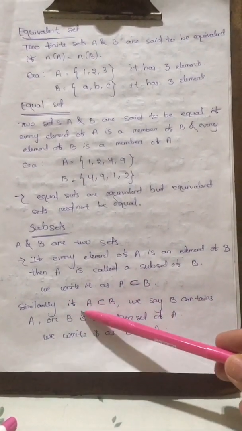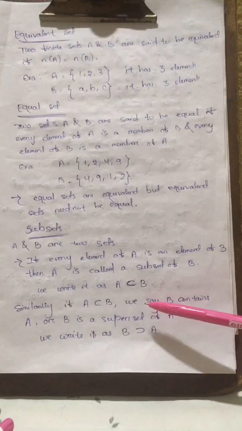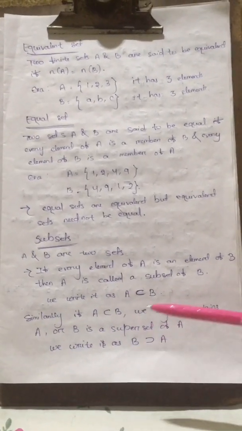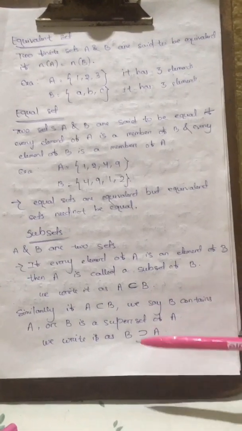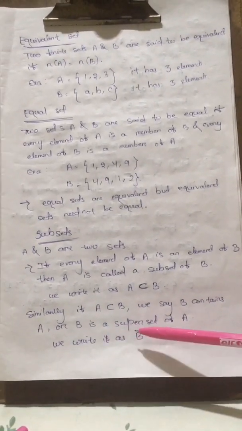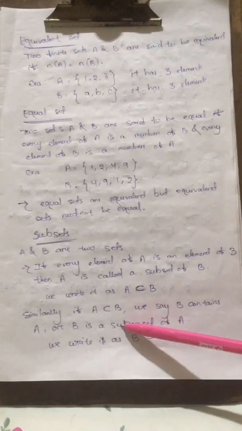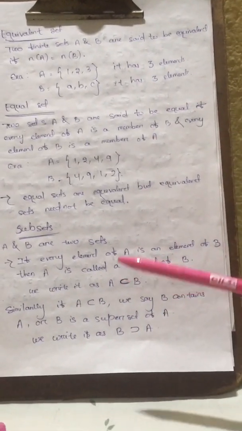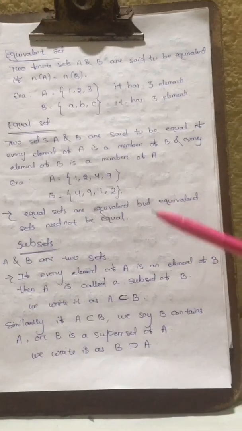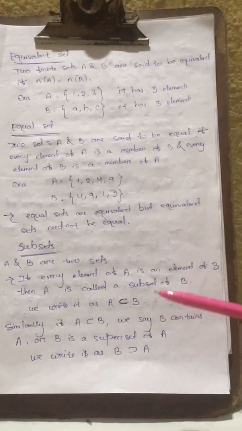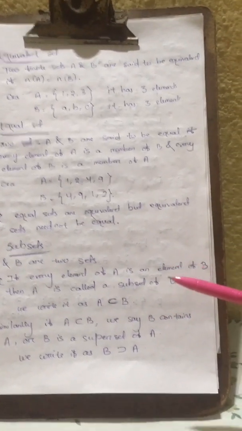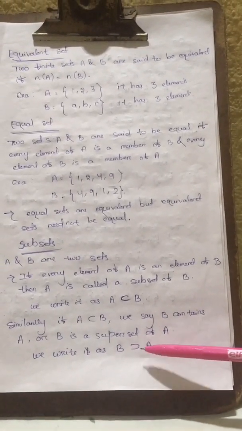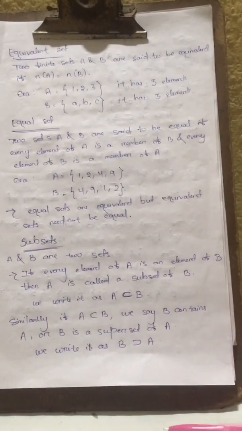So similarly, if A is a subset of B, we say that B contains A. It means all the elements of A are in B, which means B is containing the set A, so B will be the superset of A. So B is the superset of A and A is the subset of B. So this is the sign of superset, B ⊃ A, and this is A ⊂ B.